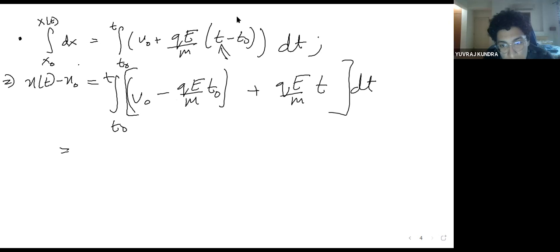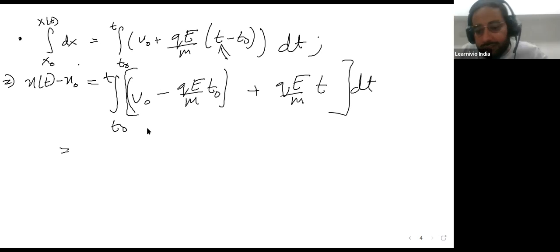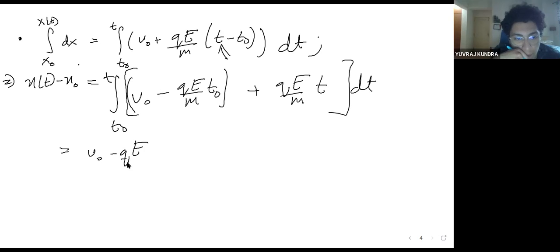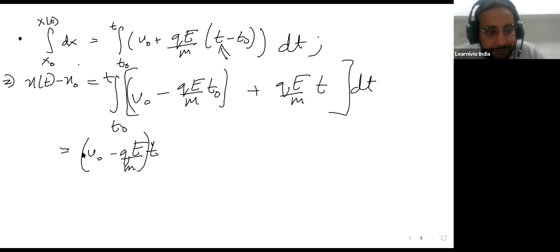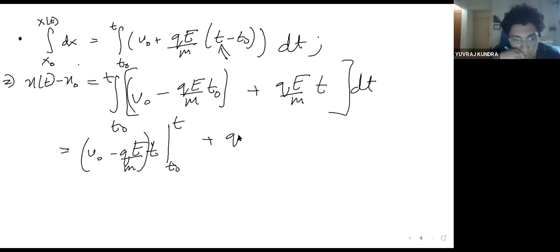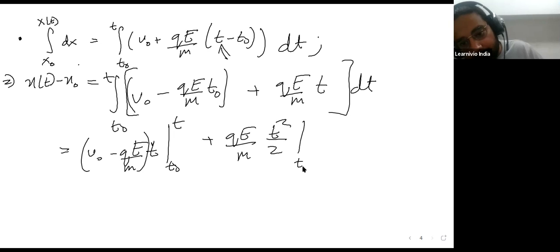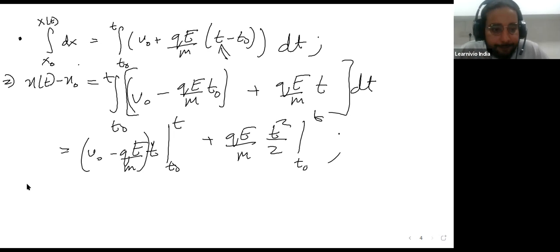Let's just do the integral, right? So the first thing is just a constant, so you just have t. So you have v naught minus qE over m times t naught, the whole thing times t from t naught to t, plus qE over m times t squared over 2 from t naught to t. So that means this is just v naught minus qE over m.